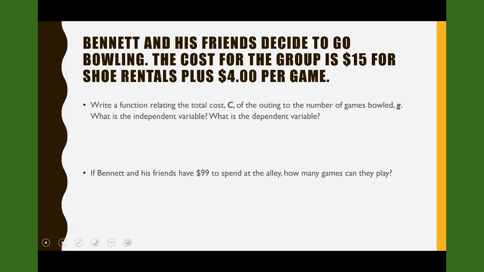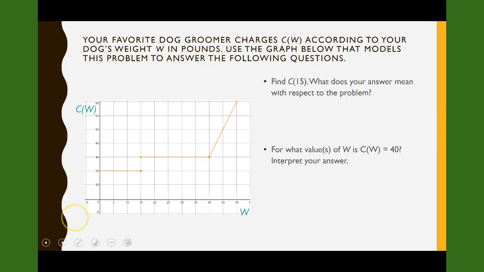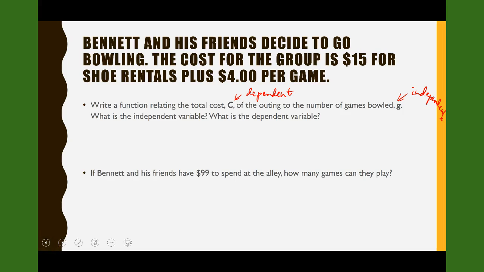Bennett and his friends decide to go bowling. The cost for the group is $15 for shoe rentals plus $4 per game. Write a function relating the total cost C of the outing to the number of games bowled G. What is the independent variable? What is the dependent variable? Now here, if you read it carefully, pause the video if you have to. The cost depends on the number of games bowled. That means C is the dependent and G is the independent. Sorry, that means C is a function of G.